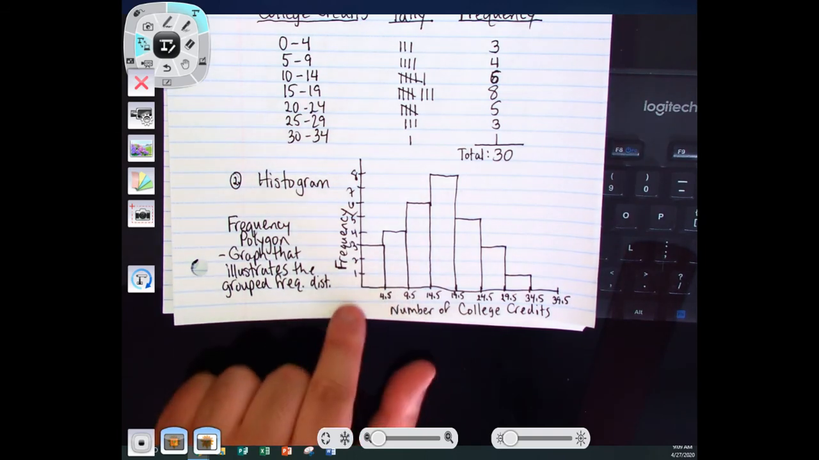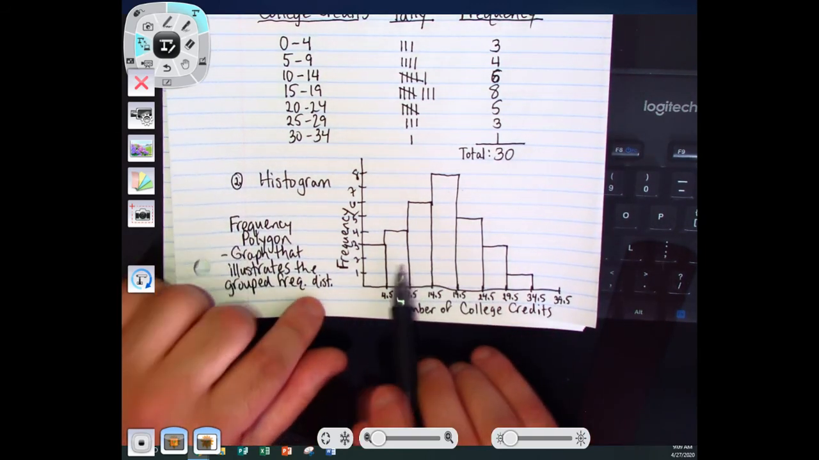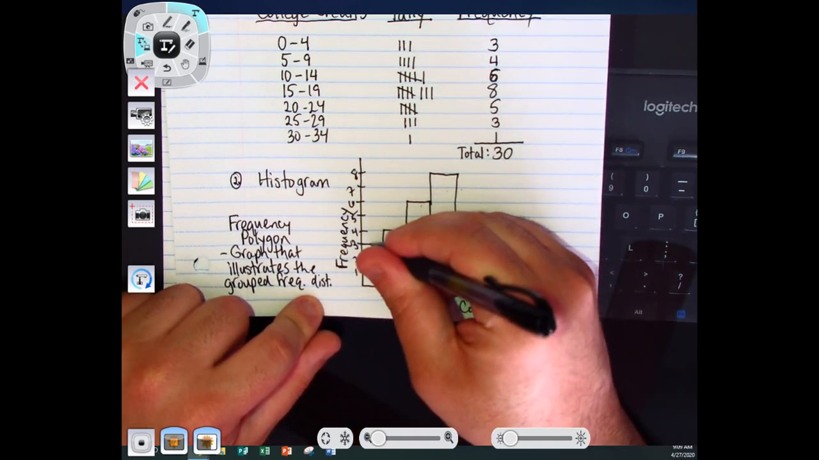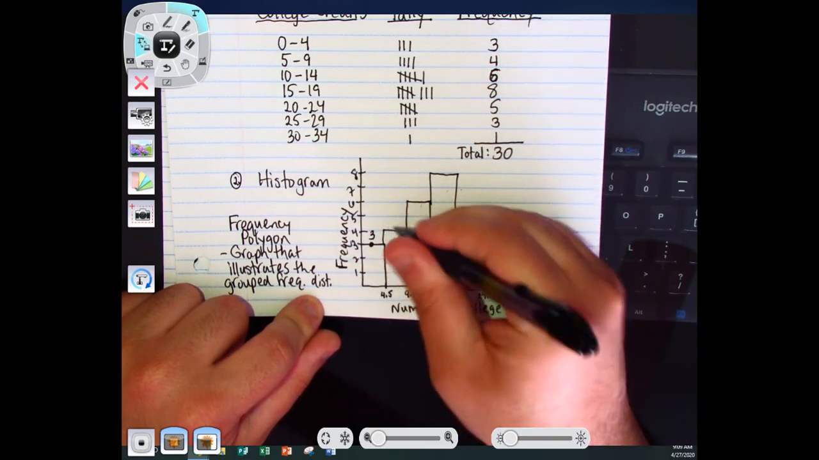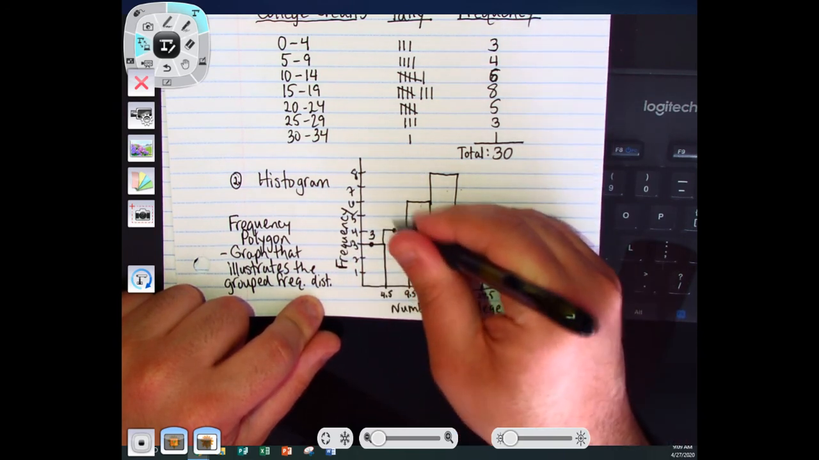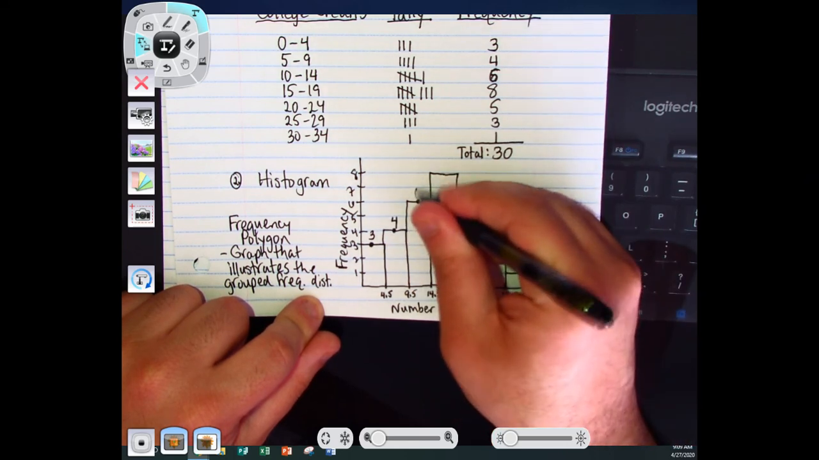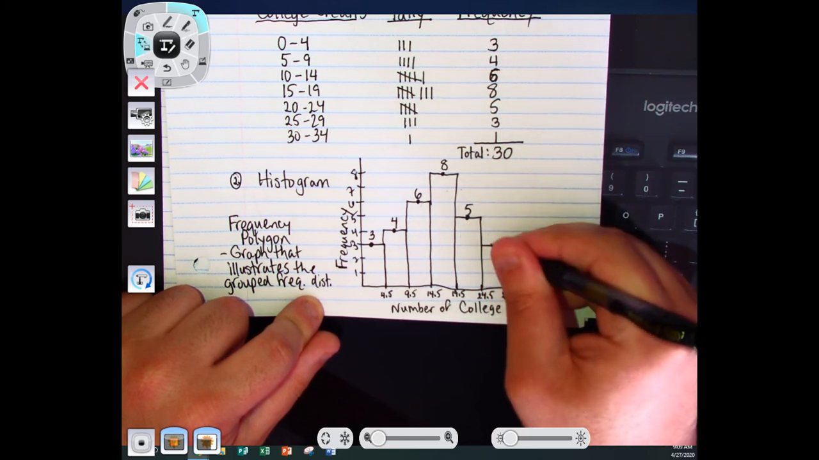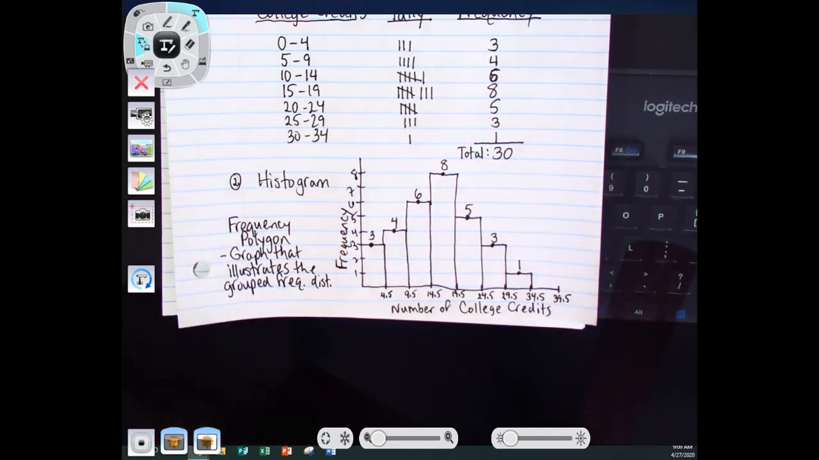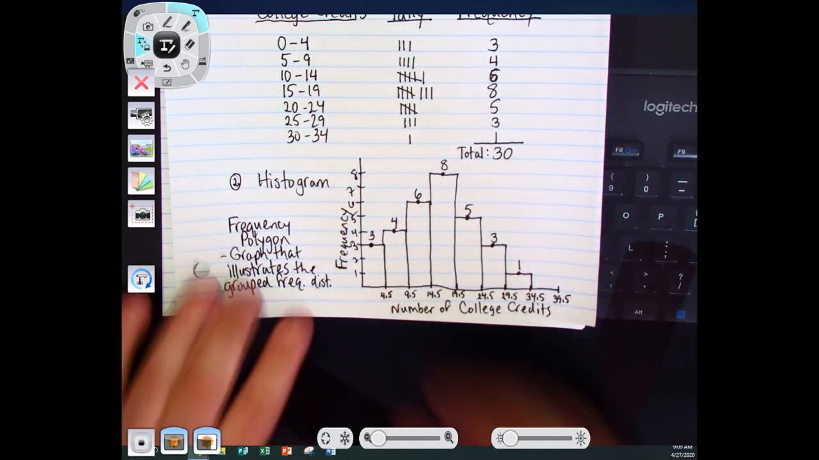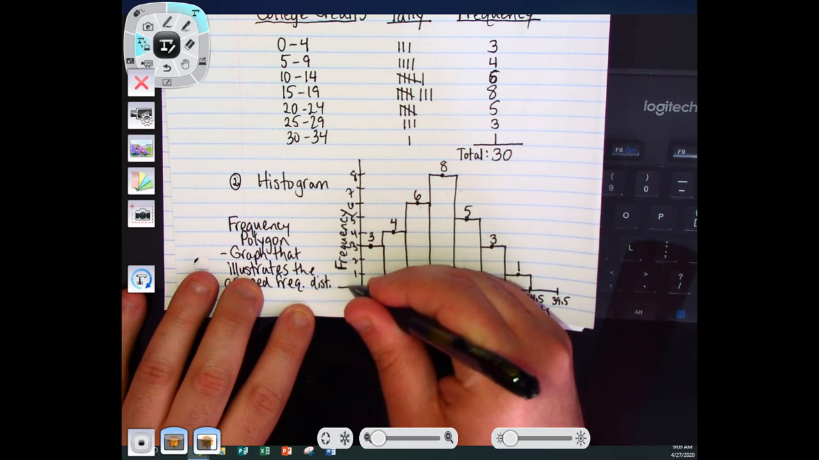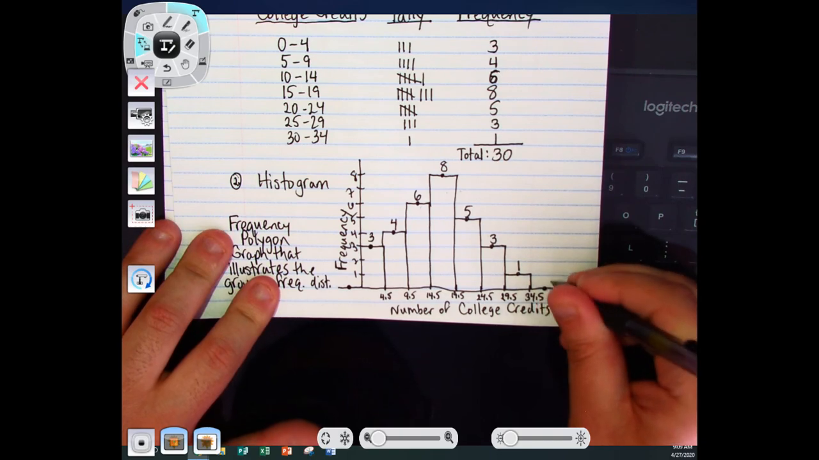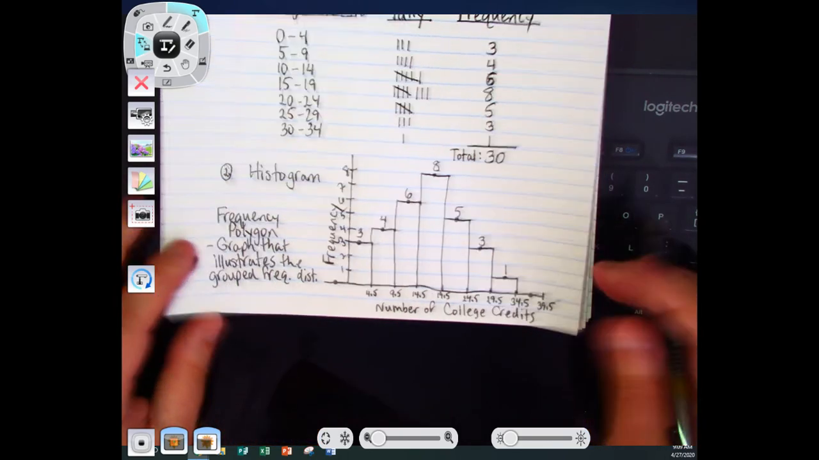Now, once I create the histogram, then I'm going to go to the midpoint of each of the bars. I'm going to place my point and put the number there that represents that. So 3, 4, 6, 8, 5, 3, and 1. And then over here, I'm going to have a 0. And then I'm going to do 0 down here too, but I'm not going to mark it with a number.